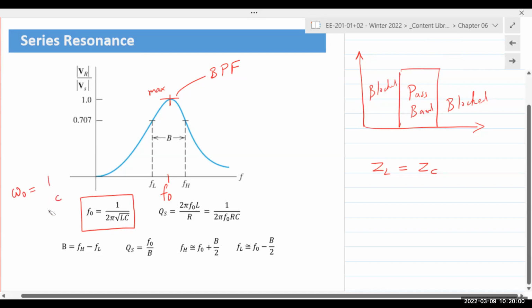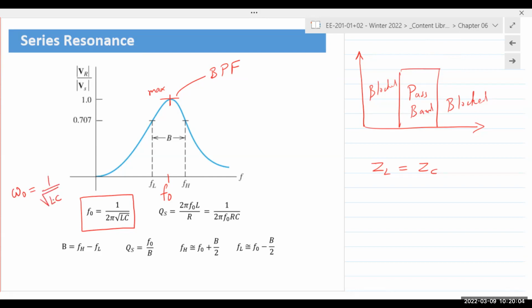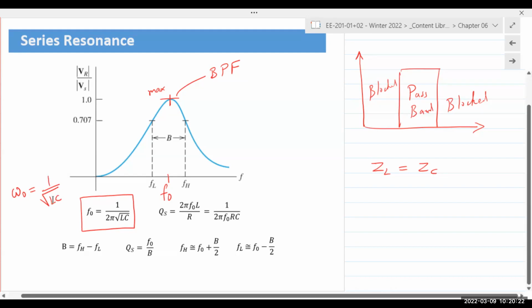So if another student or professor talks about omega 0, they're talking about the exact same thing, because omega is 2 pi f. If you take 2 pi to the other side, you get 2 pi f0 is equal to 1 over root LC, which is omega 0, radians per second, but the same equation nonetheless. Make sense? So at the resonant frequency, output goes to maximum.